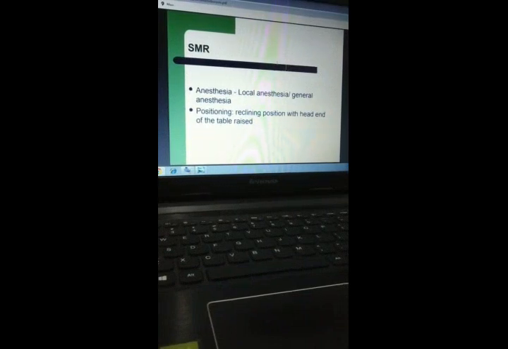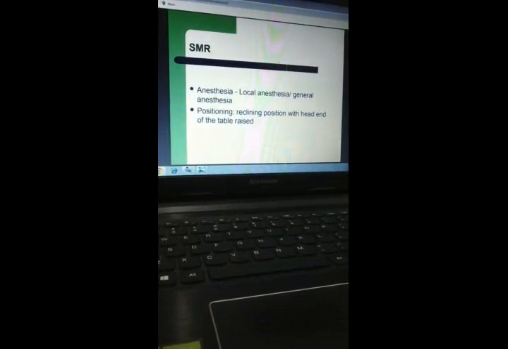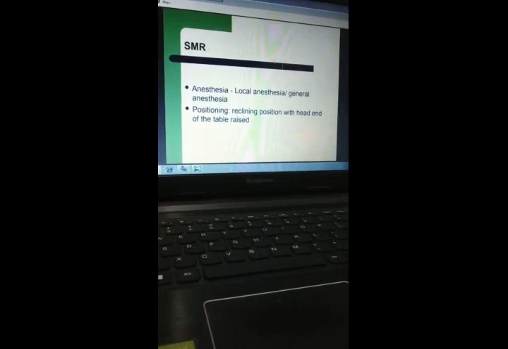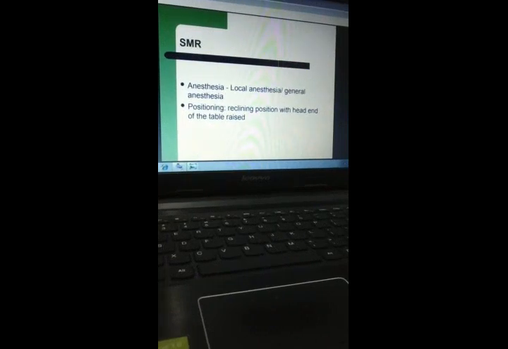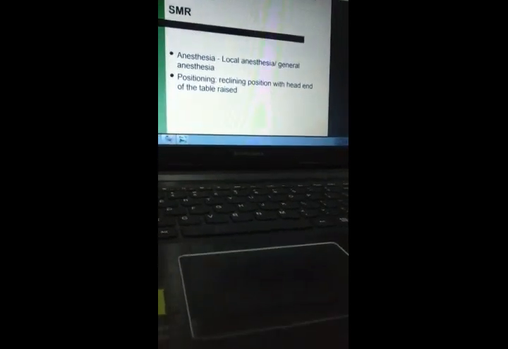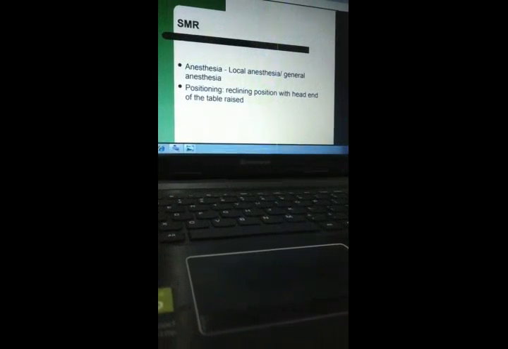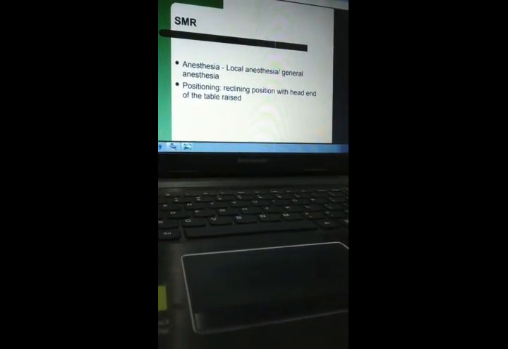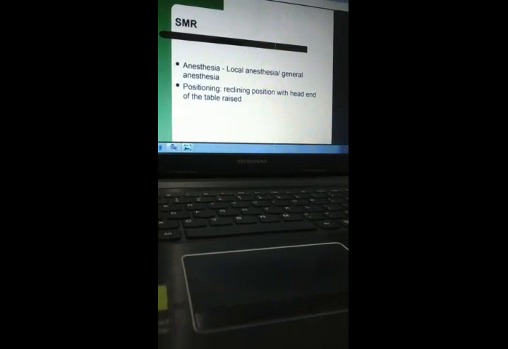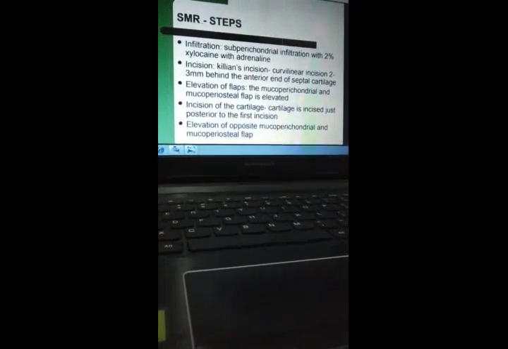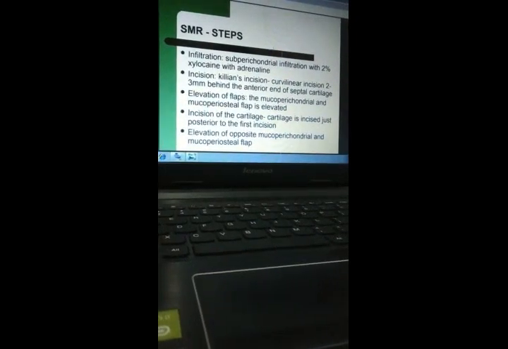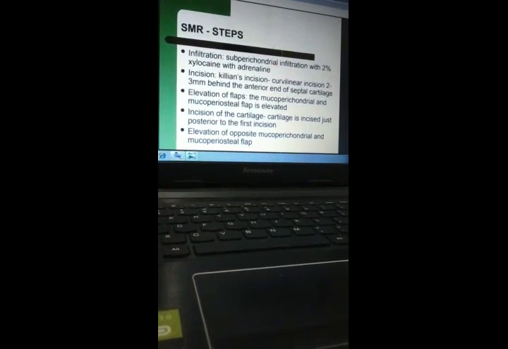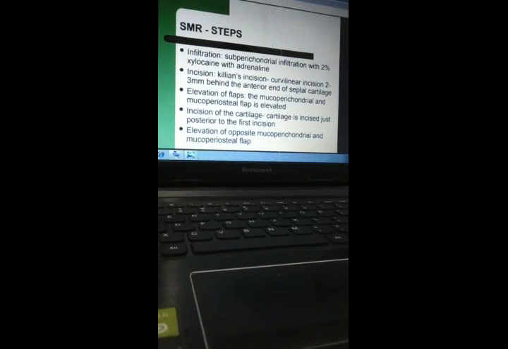So in SMR operation, local anesthesia or general anesthesia can be used. So far as position of the patient during operation, it is declining position with head end of the table raised. How the operation is done? So this is the procedure.